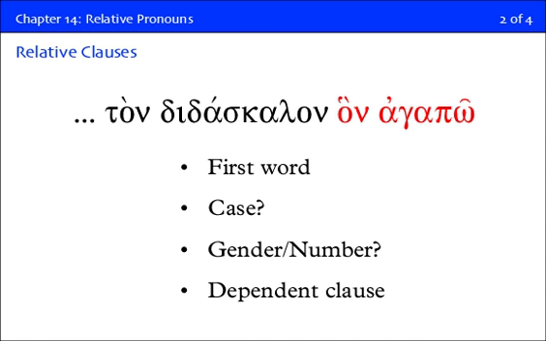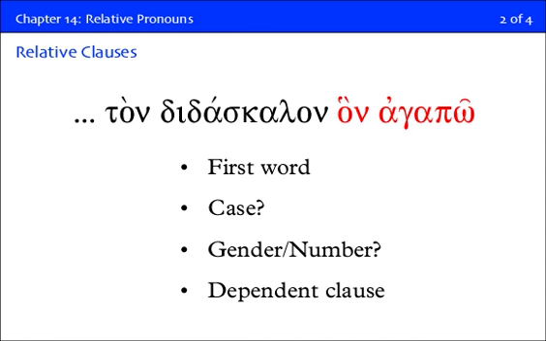So why is han accusative in this example? Because it's the direct object of the verb agapo. And what I do is I replace the pronoun with its antecedent if I'm trying to figure out case. Whom I love, well, the subject is I, agapo. I love whom? I love the teacher. I love whom? Okay, han is accusative. So the case of a relative pronoun is determined by its function inside the relative clause.